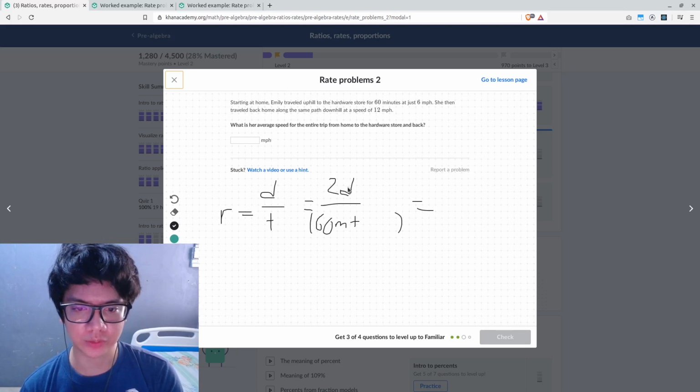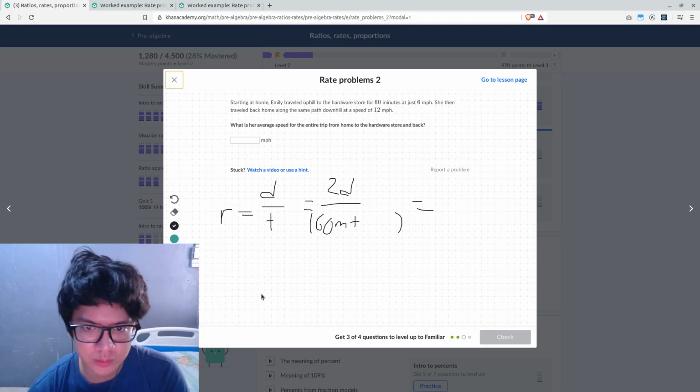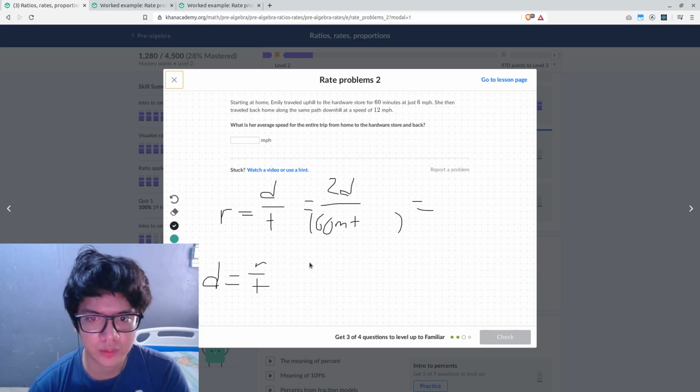So let's first figure out the distance. Emily traveled uphill to the hardware store for 60 minutes at just 6 miles per hour. So let's see. Distance is equal to our speed divided by time. So we have 6 miles per hour divided by 60 minutes. I'm supposed to just cancel like that? That didn't work.